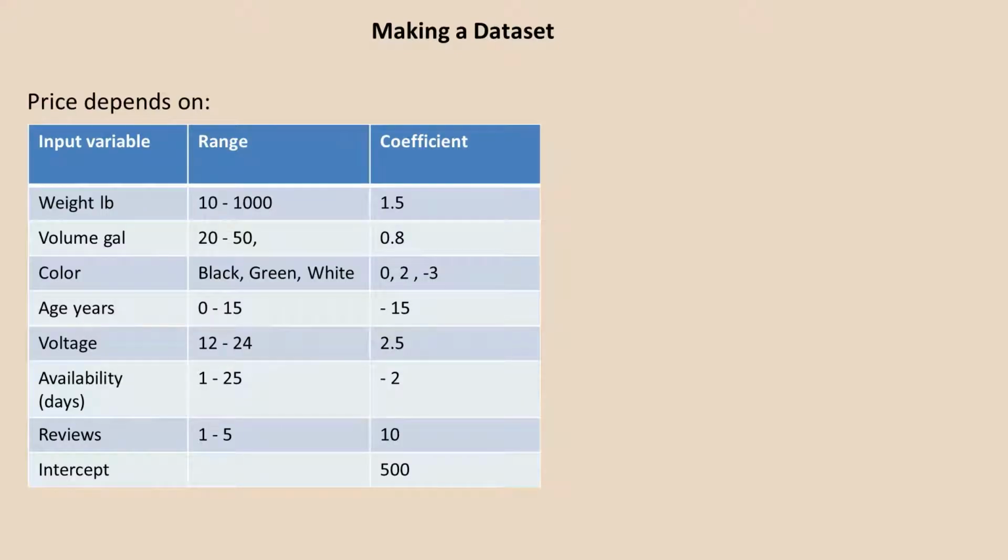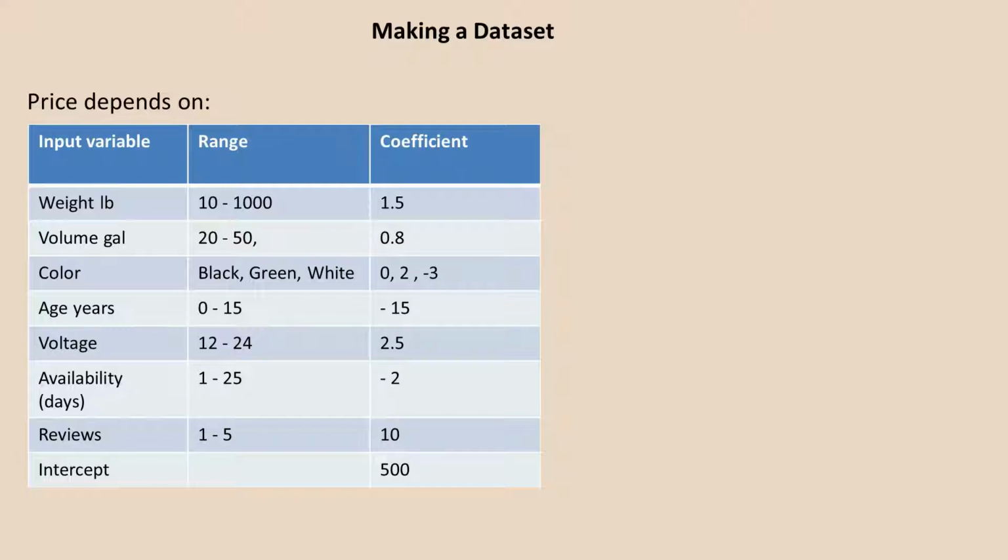Our dataset will describe the price of some mysterious merchandise. And honestly, I don't know what this merchandise is. I just made it up for the purpose of illustration of a possible dataset. And we assume that the price will depend on 7 input variables. It will depend on weight, and we also see that we have some range for each variable. So weight could be between 10 and 1,000 pounds, and the coefficient for the weight will be 1.5, meaning that the component of our formula will be weight multiplied by 1.5.